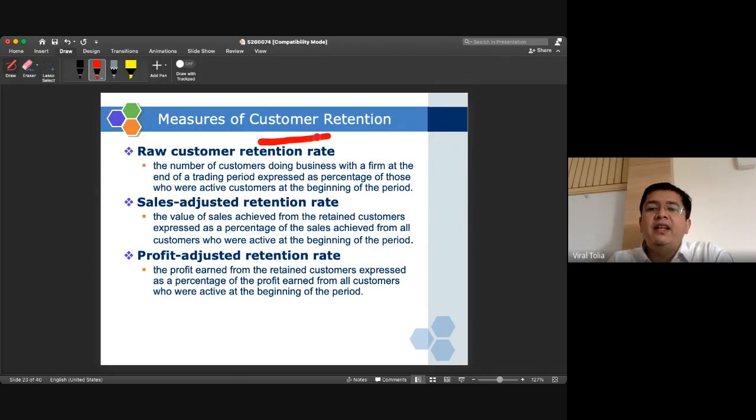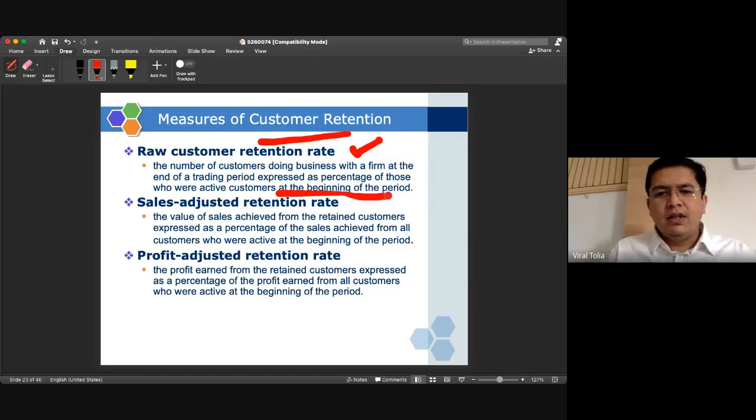Now, when you're talking about measuring the customer retention, that is about the raw customer retention rate. How can you do it? The number of customers doing business with a firm at the end of the trading period, expressed as a percentage of those who are active customers in the beginning. It's a simple thing. Let's say, for example, it is a stock market. This is just an example. Since in the morning, there were 50 people who were trading with you, and till evening they are still trading with you. It is in a rough manner known as the raw set of retention customers as such. And whatever the differentiation is there, when you subtract, you can understand the number of customers who have basically left.